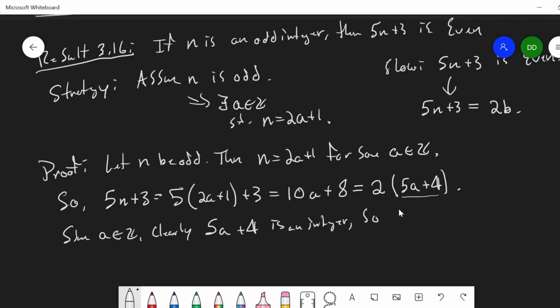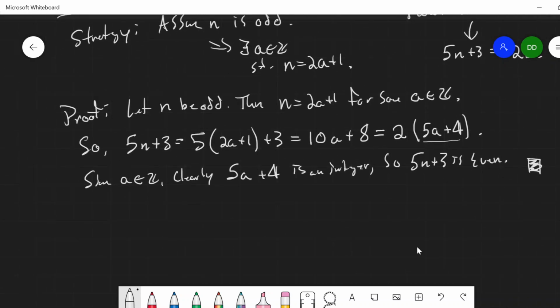So 5n plus 3 is even. I've written it as twice some other integer. I've demonstrated that this really is an integer using that property of integers. And so I know now that 5n plus 3 must be even. That's my proof. I'm done.